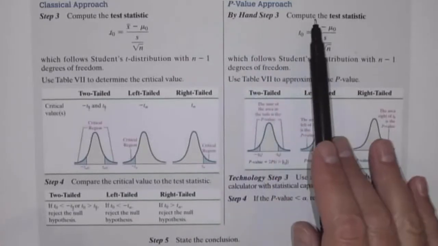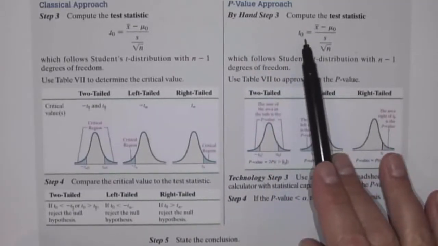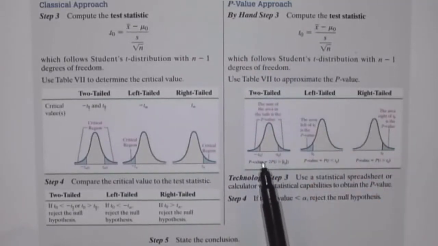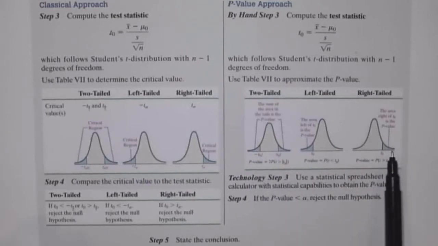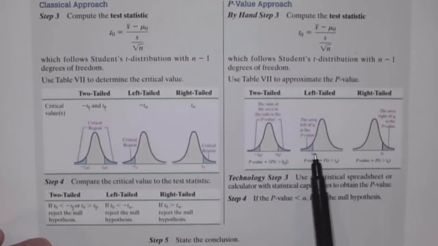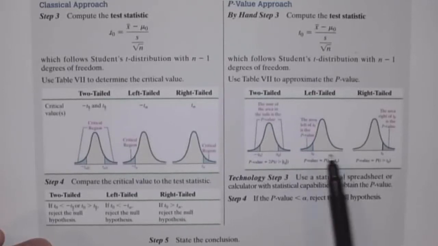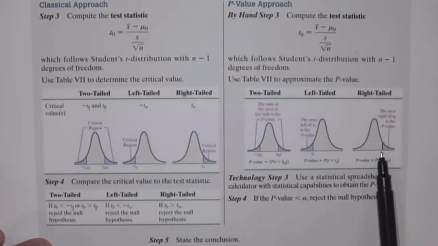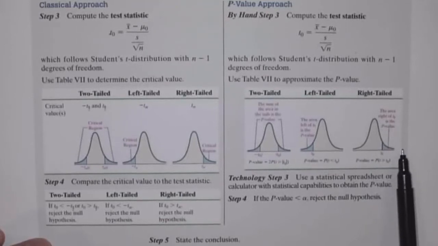If we're finding the p-value, again, we find the test statistic, and then we use that to figure out the p-value. So if we're doing a left-tailed test, the p-value will be the area to the left of the test statistic. If it's a right-tailed test, then the p-value will be the area to the right of the test statistic.